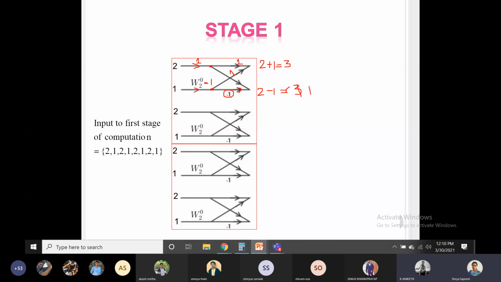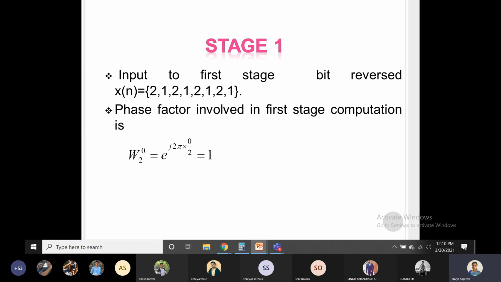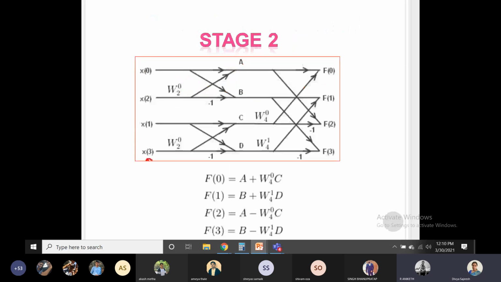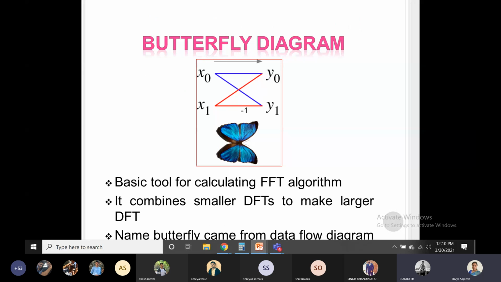Yes, ma'am. Ma'am, how is minus 1 actually coming? It is not coming. It is the basic building block of the butterfly diagram. For a 2 input butterfly diagram, okay, let us go back here. A two input butterfly diagram. This is the basic unit inside this diagram. So in this unit, this is the step defined there.